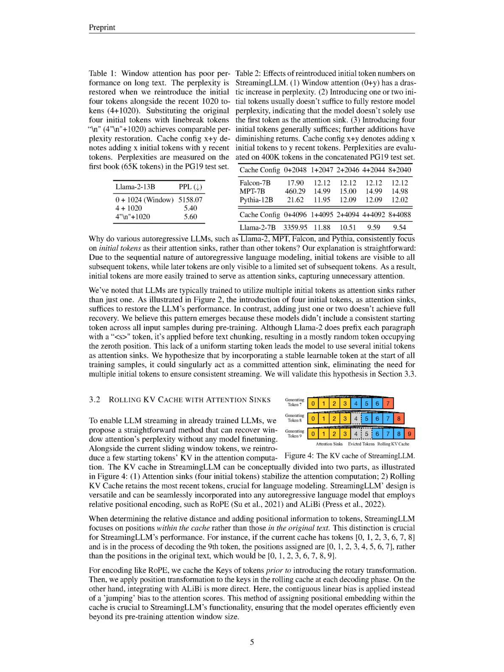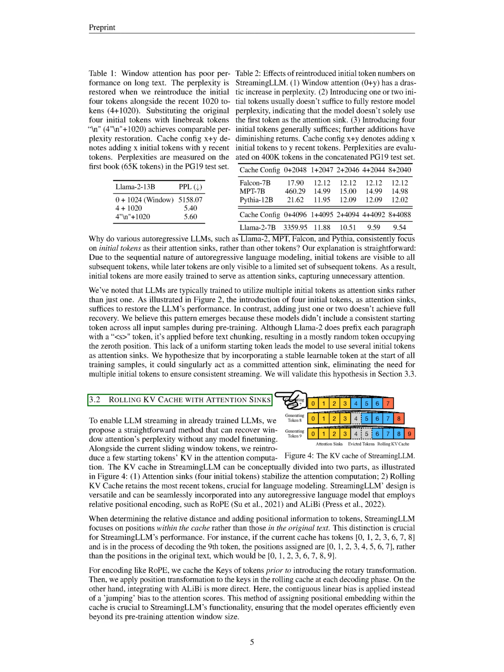Section Summary. The failure of window attention in language modeling is due to the exclusion of initial tokens, which leads to a significant shift in the distribution of attention scores. The model disproportionately focuses on these initial tokens, regardless of their semantic relevance, because they serve as attention sinks. By incorporating a stable learnable token at the start of all training samples, it could act as a committed attention sink, eliminating the need for multiple initial tokens.